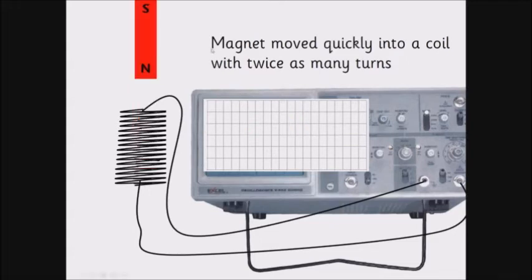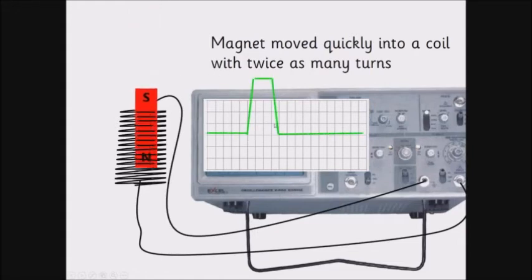Okay, so we'll do another one. Magnet moves quickly into a coil with twice as many turns. So if we've now got twice the number of turns and we're going to move it quickly, let's have a look what happens. Oh my gosh, you can see it's a bit silly. We go off the screen. So the time is halved. So this is only half the amount of time for the voltage, but look at it, it's huge. It really has increased. It's doubled up again, because not only have we doubled the coils, we've also doubled the speed that we moved the magnet into the coil by.